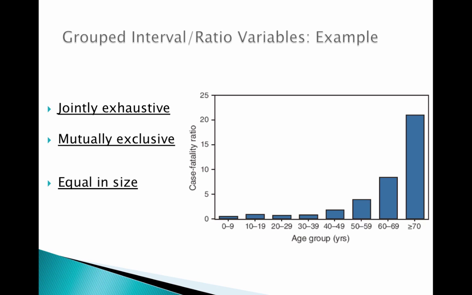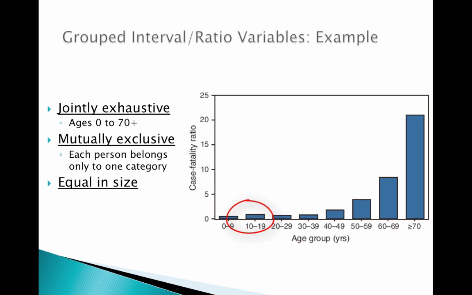So, jointly exhaustive. If somebody is 20 years old, they're going to fall right here. If somebody is 85, they're going to fall in here. If somebody is 2 years old, they're going to fall here. So no matter what people say as their answer, they have somewhere to choose. They have a category to fall under. Mutually exclusive means that they're only going to be able to choose one and only one category.